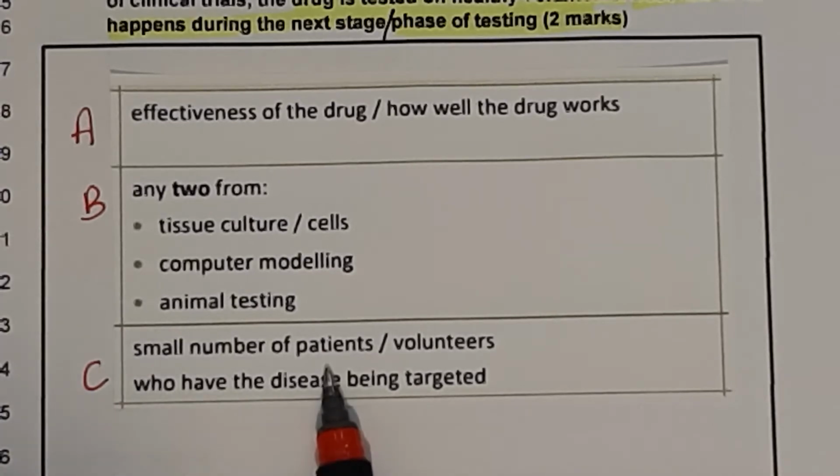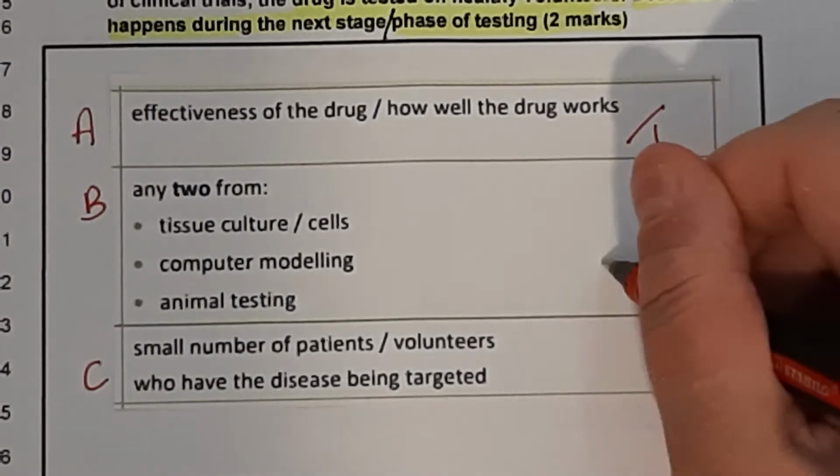So first of all, you need to say that it's patients or volunteers, not lots of them, but a small number, so some patients, a few patients would be fine. And the second part is that they have the disease the drug is supposed to work with. So give yourself a mark for each of those.